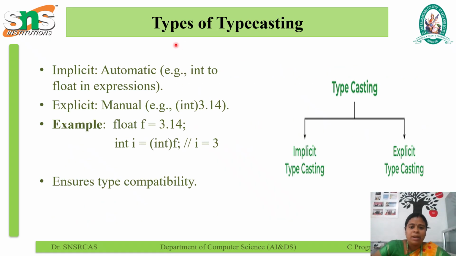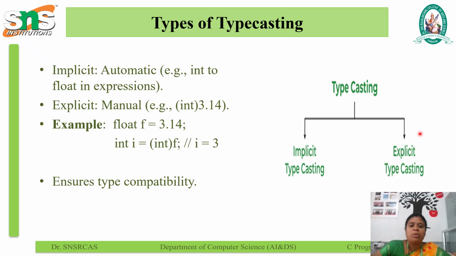Next one, types of typecasting. It has two types: implicit typecasting and explicit typecasting. Implicit typecasting is used to convert the data type of a variable without changing the actual value that the variable holds. It performs the conversion without altering any of the values stored in the variable. Conversion of a lower data type to a higher data type will occur automatically.